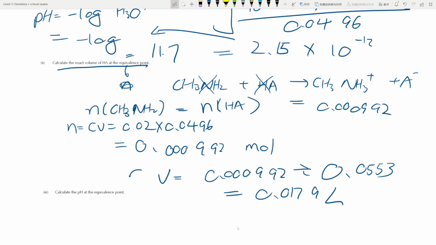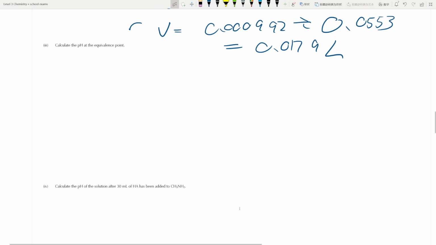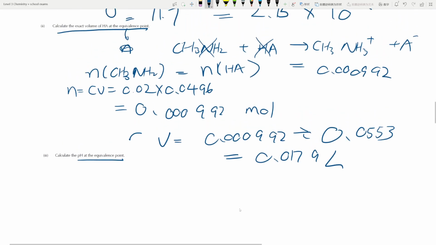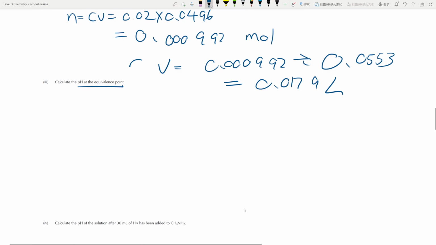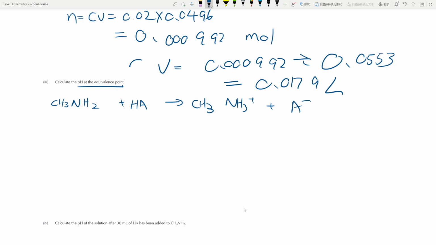Okay, so you just need to understand at equivalence point, the two moles are the same. You calculate one mole, you get the other mole, divided by the concentration, you know the volume. Now calculate the pH at equivalence point. We already did the hard yard. I'm going to do the long way, just to show you how to do it. I might cheat a little bit because we already calculated some of the answers from the previous part. So again, pH at equivalence point, it means this is gone, and you have this guy.